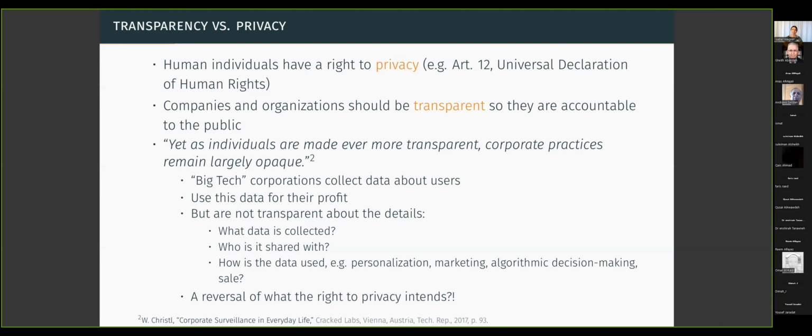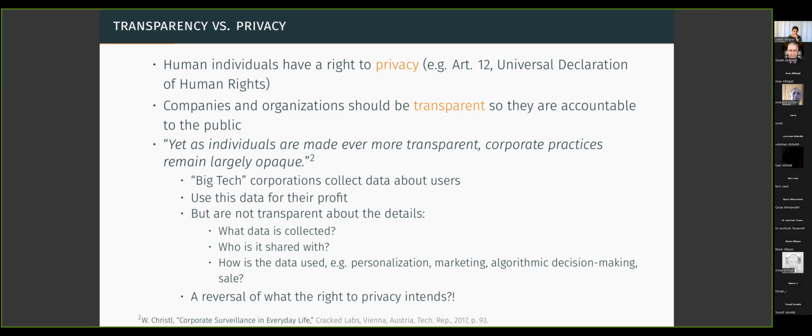So essentially, the situation is that we have big tech corporations, they collect lots of data, any data they can find really, and they attempt to use this data for their profit, but then of course they don't tell the users exactly what they do. So they try to be vague about what data they collect, whether they share it with other parties, and how specifically they use it.